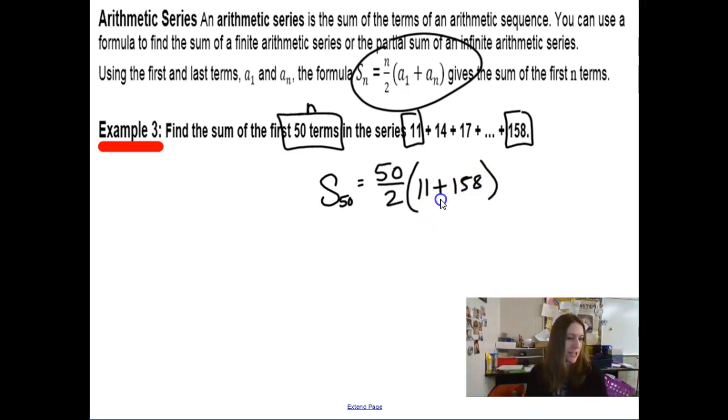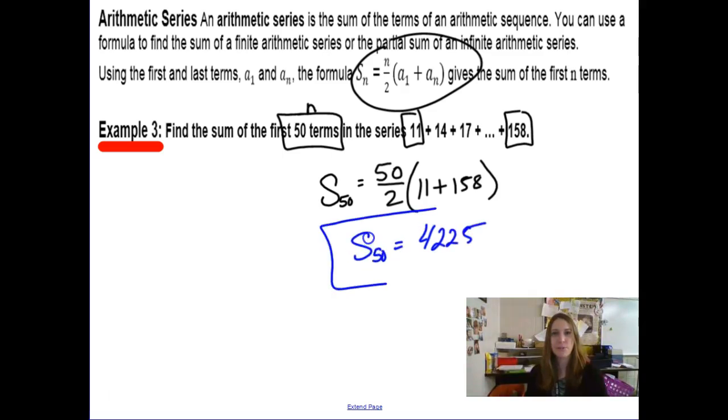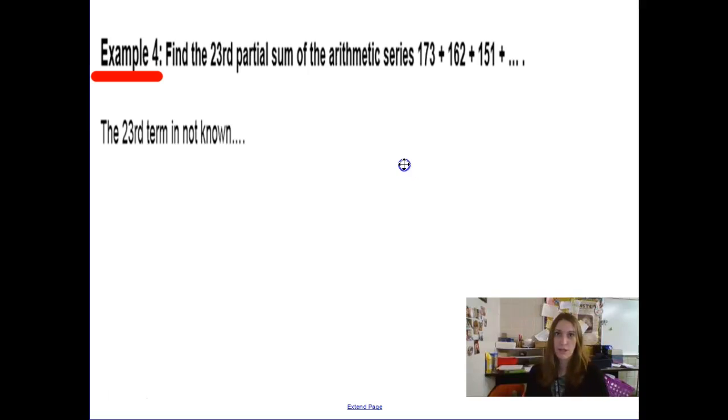So when I get that typed in the calculator, it's 4,225 is the sum of the first 50 terms. So get used to this notation. S means to sum them. The 23rd term's not known in this problem. So if you're going to use that formula, you got to find the 23rd term.